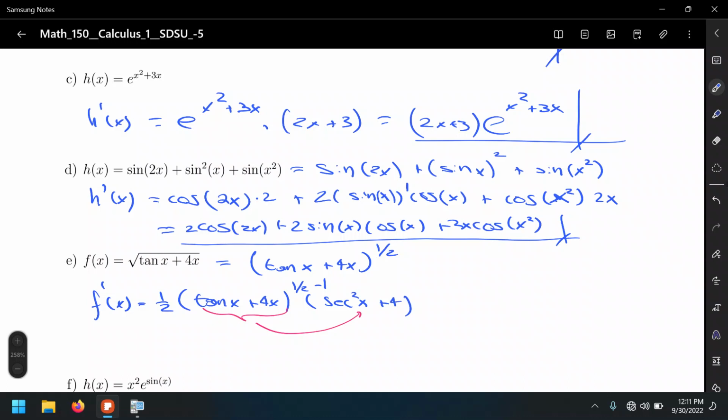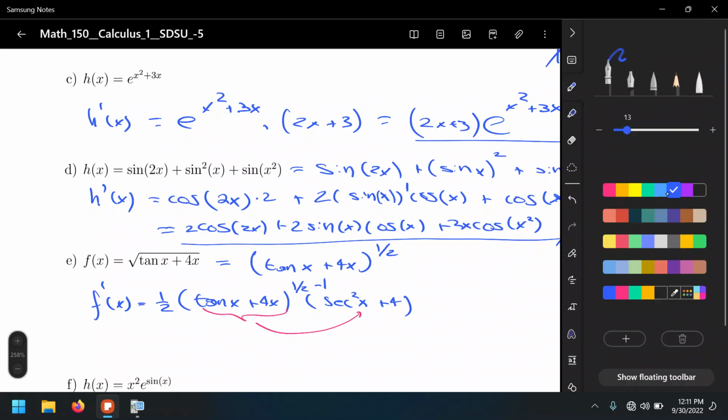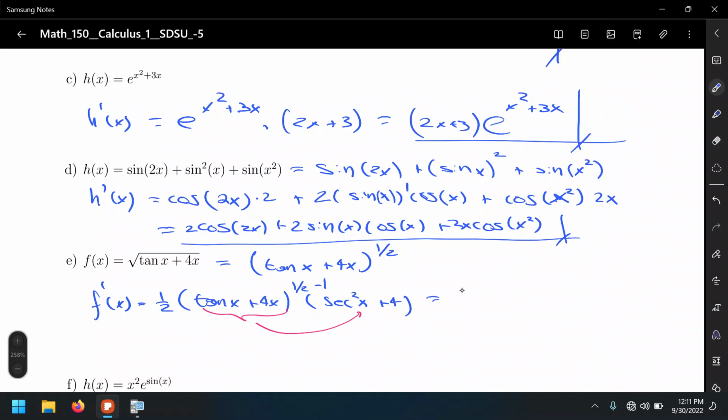Let's just simplify 1/2 minus 1. That's going to give us negative 1/2. Let me write the whole thing: 1/2 tangent x plus 4x to the negative 1/2 times secant squared x plus 4.